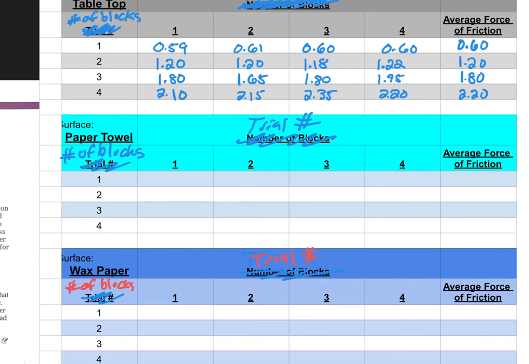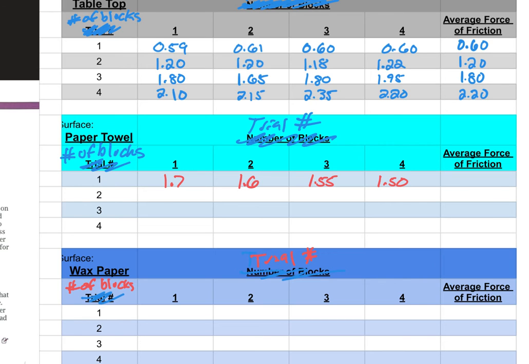All right, so for the paper towel, you'll notice as we start taking data. So for 1 block on trial 1, sorry about that, had a system glitch there. So on the paper towel on trial 1 for 1 block, we had a force reading of 1.7. For trial 2, we had 1.6. For trial 3, we had 1.55. And trial 4, we had 1.50.